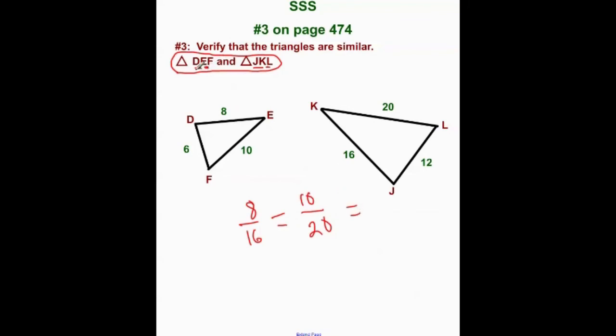Let's do this one right. DF is 6, and JL is 12. They all equal 1/2. So side-side-side proportionality. And there's more than one way to skin this cat. You can look at scale factors. Obviously the scale factor is 2, because you multiply this side by 2 to get over to here, 8 to 16, 10 to 20.